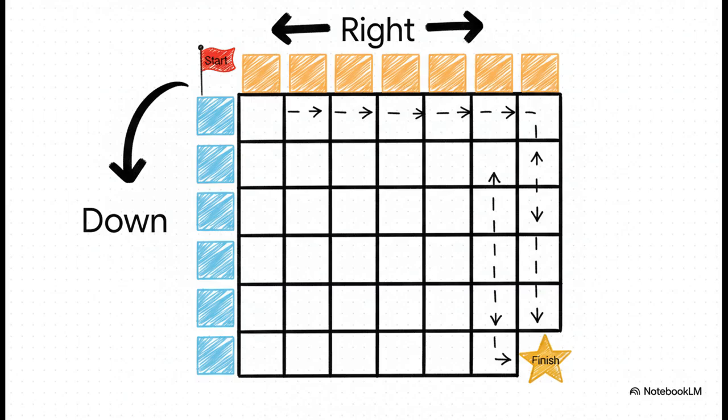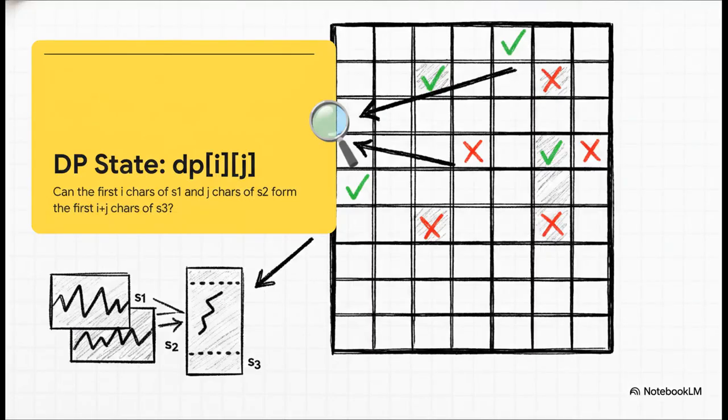That's it. If we move down, it means we're using a character from S1. If we move right, we're using a character from S2. The path we trace spells out a string, and we just need to check if that path can spell out our target string, S3. So this grid becomes our little cheat sheet, our DP table.